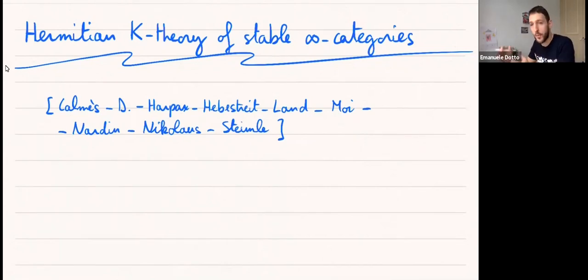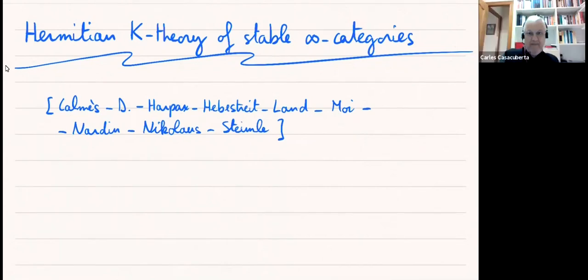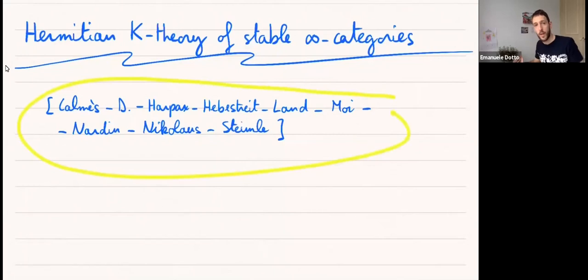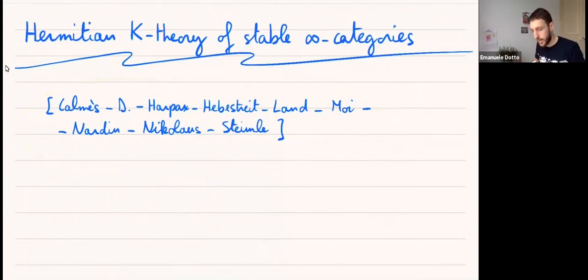So I will take this occasion, since it's a program on higher category theory, among other things, to talk about this project I've been working on with all of these co-authors on Hermitian K-theory of stable infinity categories. Here we really use the power of higher category theory to study some more classical objects, typically Grothendieck-Witt spectra. I would like to take it slow, start with the very basic objects, and slowly build towards our result throughout the talk. So let me mention explicitly my co-authors.